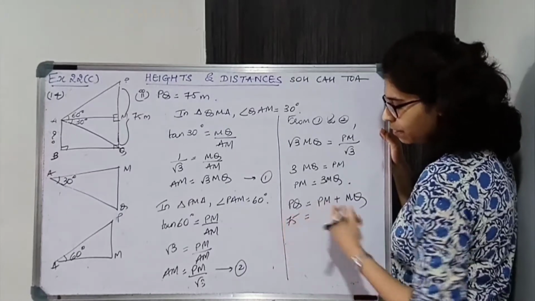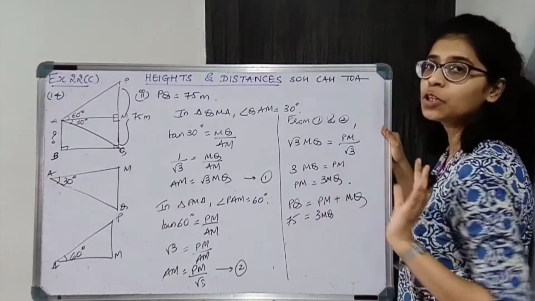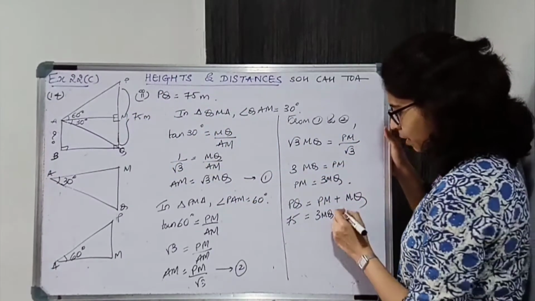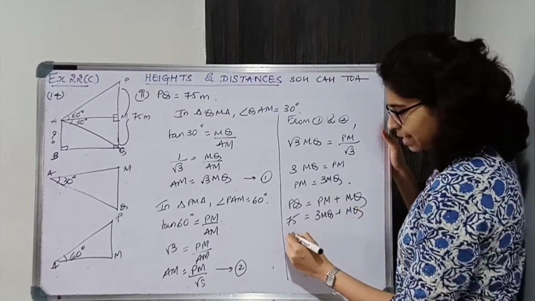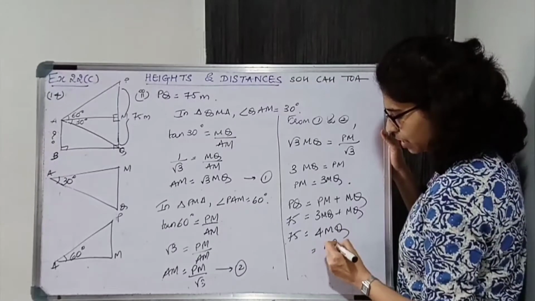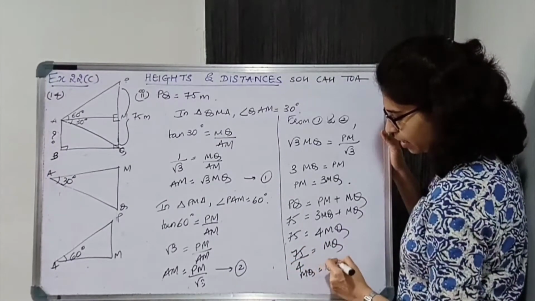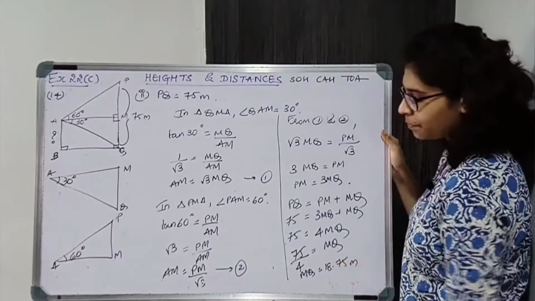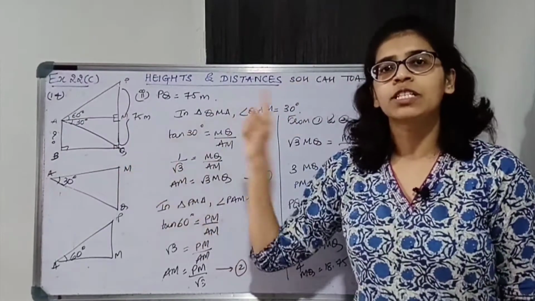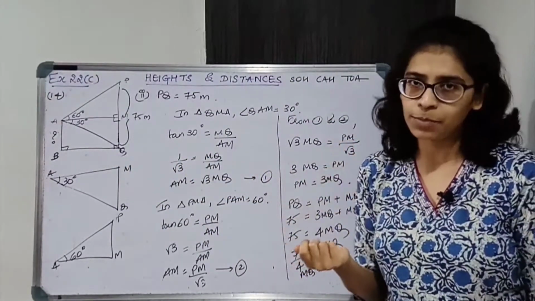PQ is 75. PM is 3MQ. I am interested in MQ. I am not interested in PM. I am interested in the length of MQ. So 75 is equal to 4MQ. So MQ is equal to 75 upon 4. So MQ is equal to 18.75 meters. Now we'll say that AB is equal to MQ because they are opposite sides of a rectangle. So therefore AB is also equal to 18.75 meters.